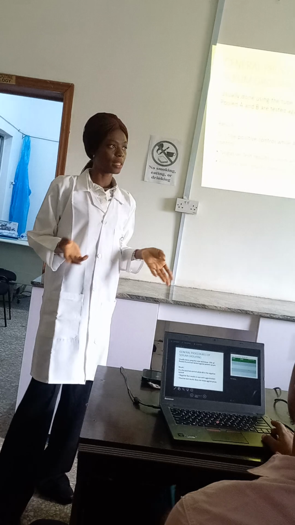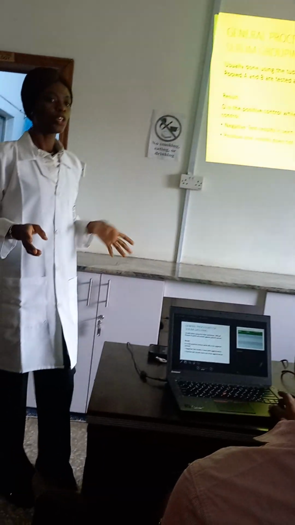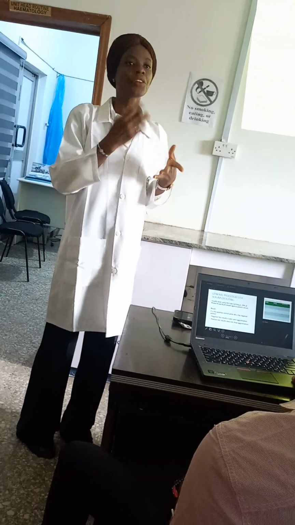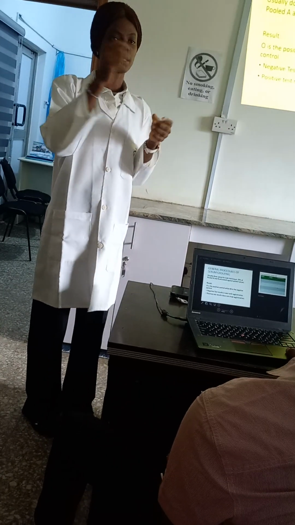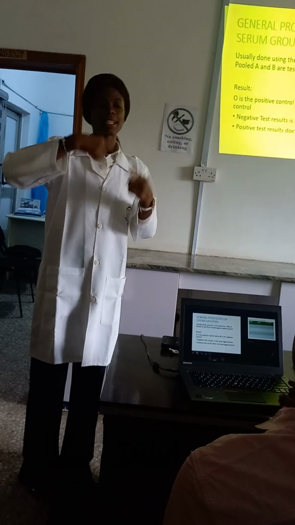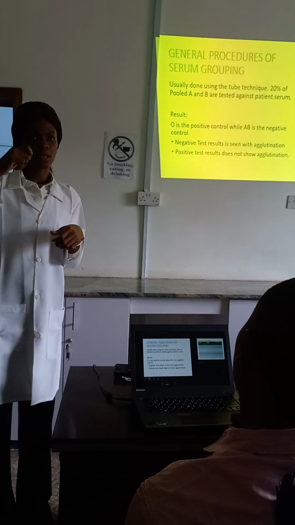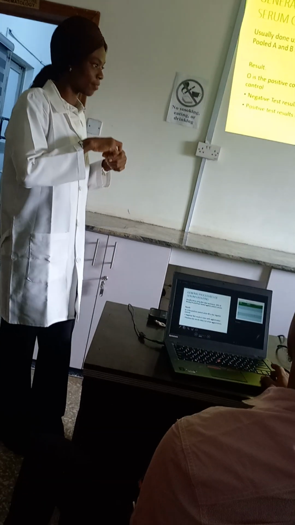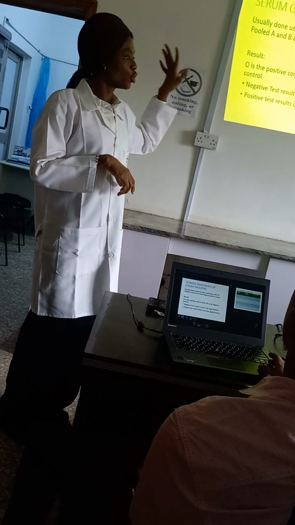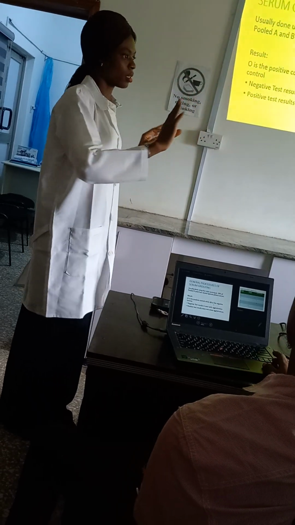Next slide. So the general procedure of serum grouping. I'll be doing this orally. The procedure is very simple. You get like 3 to 6 different known A cells. You bring them together. You add normal saline and spin until the supernatant runs clear. You make a 20% suspension. 20% is 20 over 100. That's a 1 in 5 dilution. You do it for A and also do it for B.